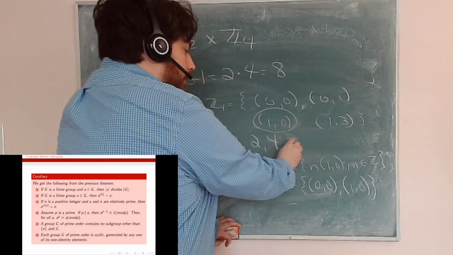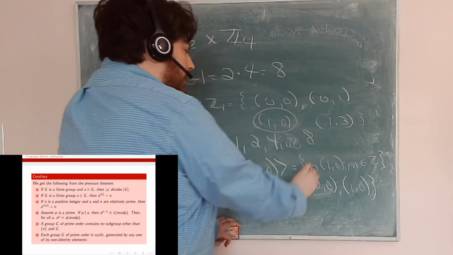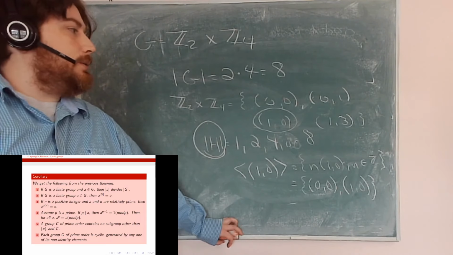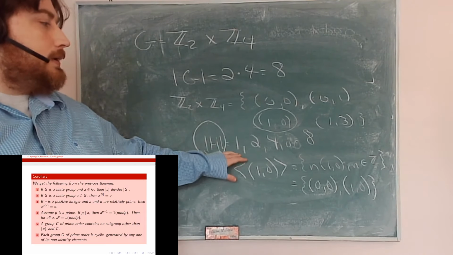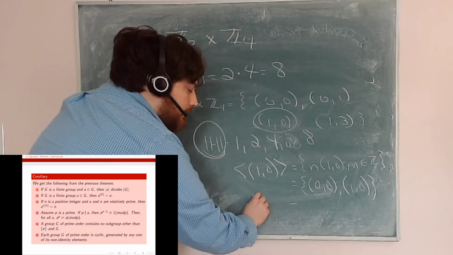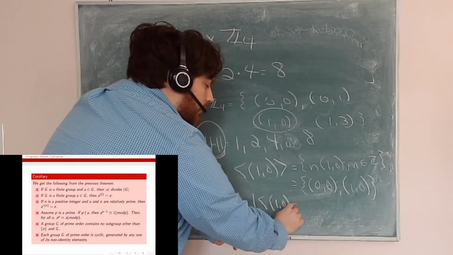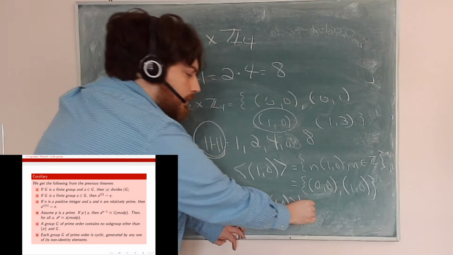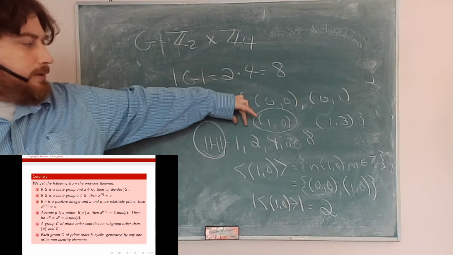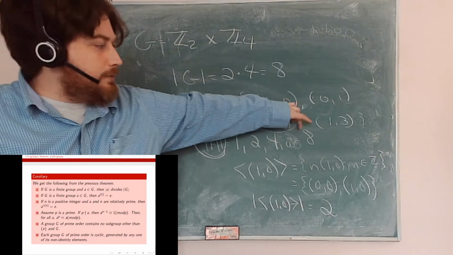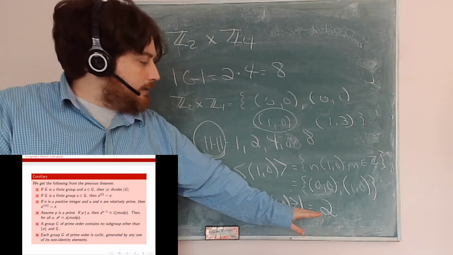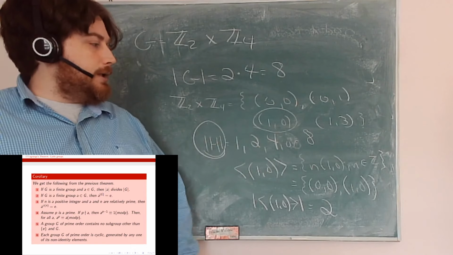So I should write here, or 8. So if I pick any subgroup of this group G, then my only possibilities are 1, 2, 4, or 8. In this case, the cardinality, or the order of this group is 2. So what I'm claiming is the only possibilities are 1, 2, 4, 8, because those are the only divisors of 8. In this case, I get 2, so it does fall into my examples.